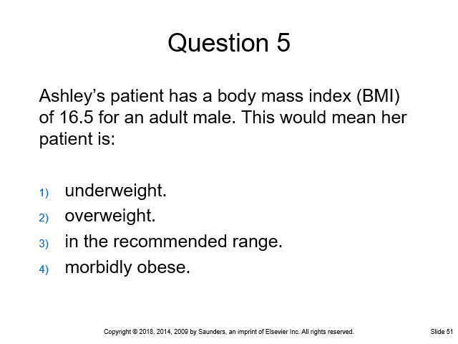The answer here is underweight, number 1. The recommended range for BMI is 18.5 to 24.9. A BMI less than 18.5 is considered underweight. A BMI between 25 and 29.9 is overweight, and more than 30 is considered obese. A BMI greater than 40 is considered morbidly obese. The content covered in this question regarding body mass index is found in Chapter 26, page 477.